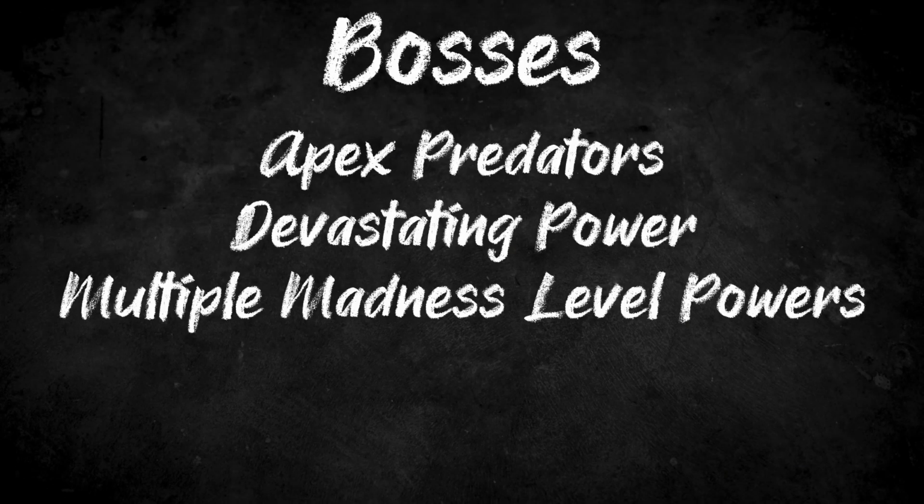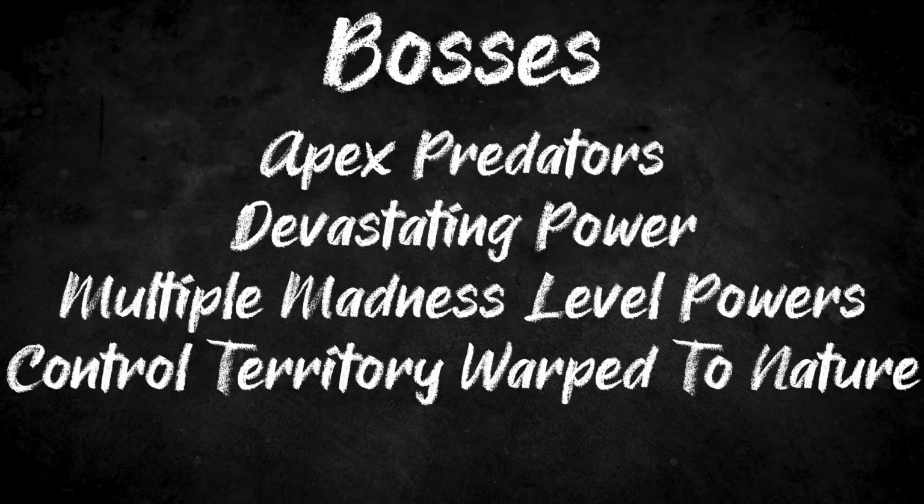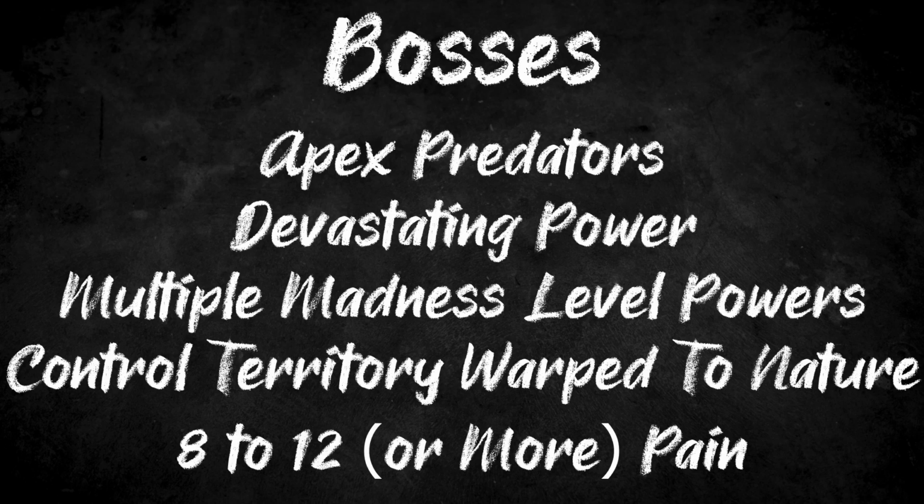They can bring multiple madness level equivalents against the protagonist, and have a territory of their own, warped to their own twisted nature. Expect at least 8 to 12 pain dice, possibly more in their home. The ruler of the high school would be Mother Wen.